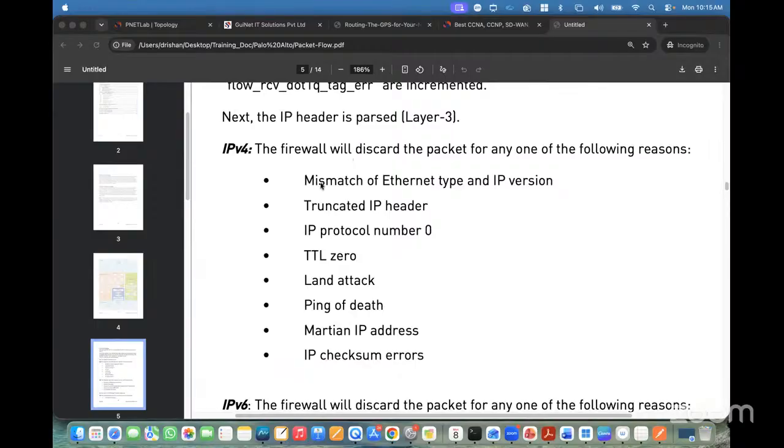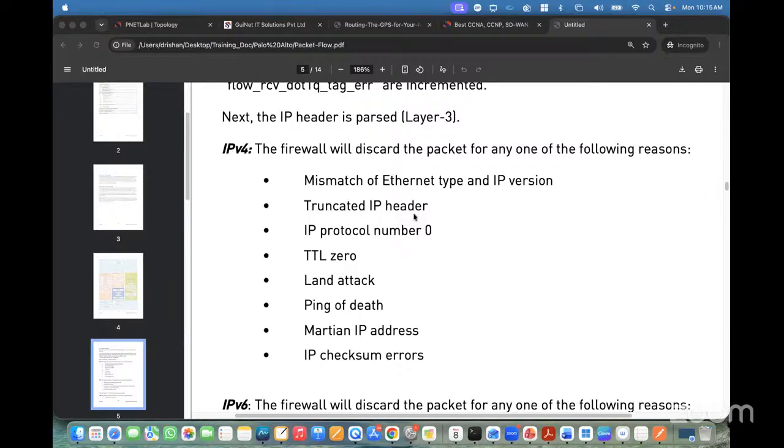So if you have a mismatch of the Ethernet type and IP version, let's suppose your Ethernet layer 2 packet headers are different and your IP versions are also different, then in that case your packet is going to be discarded. Or your IP version, like you're using IPv4 on the PC and on the firewall you're using IPv6, in that case also your packet is going to be discarded.